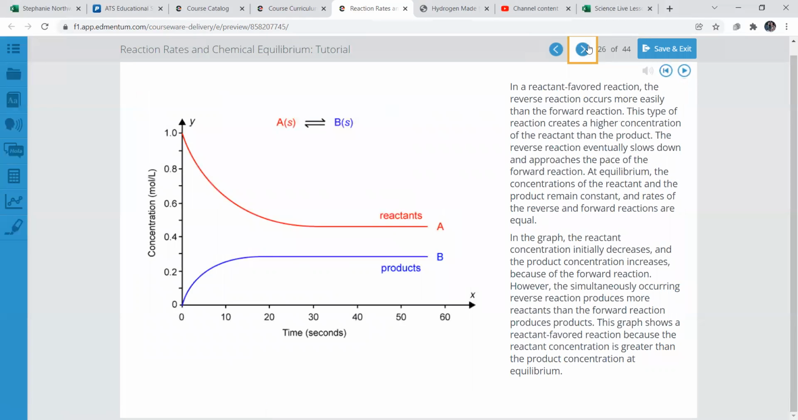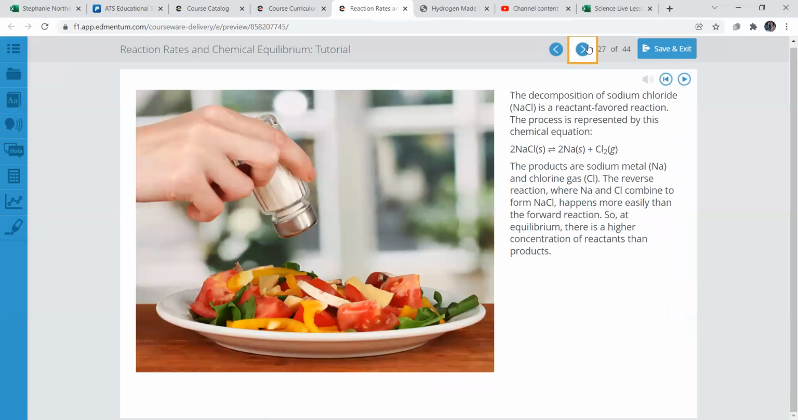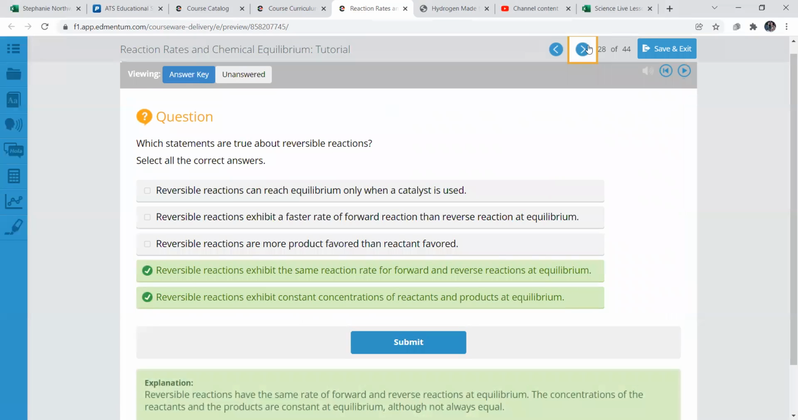It shows a graph that shows you the product versus the reactant. Okay, here's another one. It shows you salt. Okay, statements true about reversible reactions. It says reversible reactions exhibit the same reaction rate for forward and reverse reactions, and they exhibit constant concentrations of reactants and products at equilibrium.